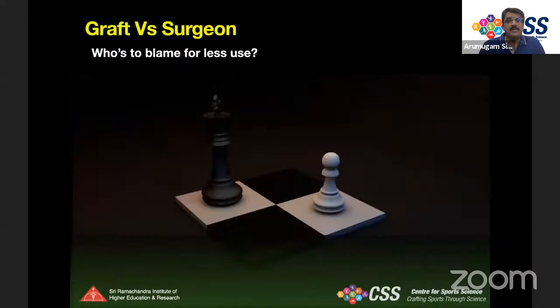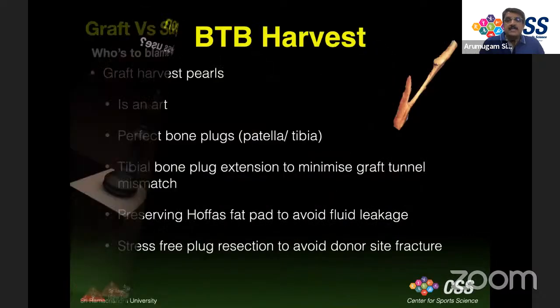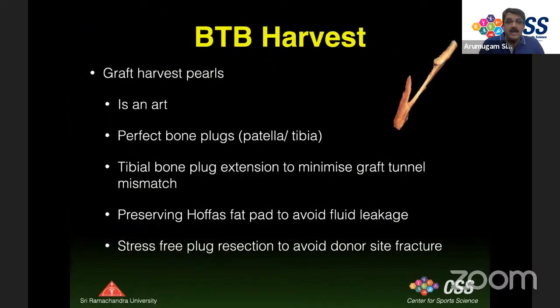So if you talk about this game of graft as a surgeon, which is more important, the graft or the surgical technique? Of course, the surgical technique, especially BTB harvest, is more like an art. You have to have a perfect bone plug, tibial bone plug extension to minimize the graft tunnel length mismatch, preserving the alpha fat to avoid fluid leakage, and stress-free plug resection to avoid donor site fracture, which always happens intraoperatively, never postoperatively. So it's all good equipment.